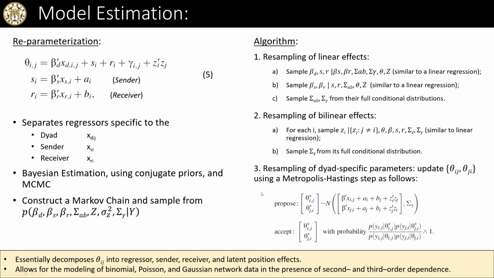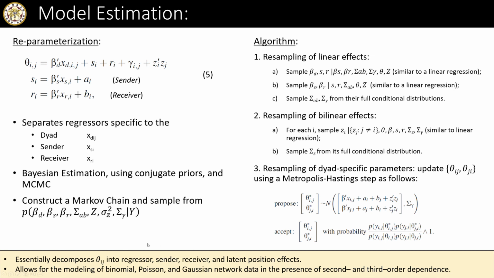Finally, they resample the dyad specific parameters and update their overall theta vector using Metropolis Hastings. Here they propose the theta vector, theta ij and theta ji, from the proposal distribution given here on the right, which is just from our model. And then they accept it with the probability put forth by Hastings in his paper.